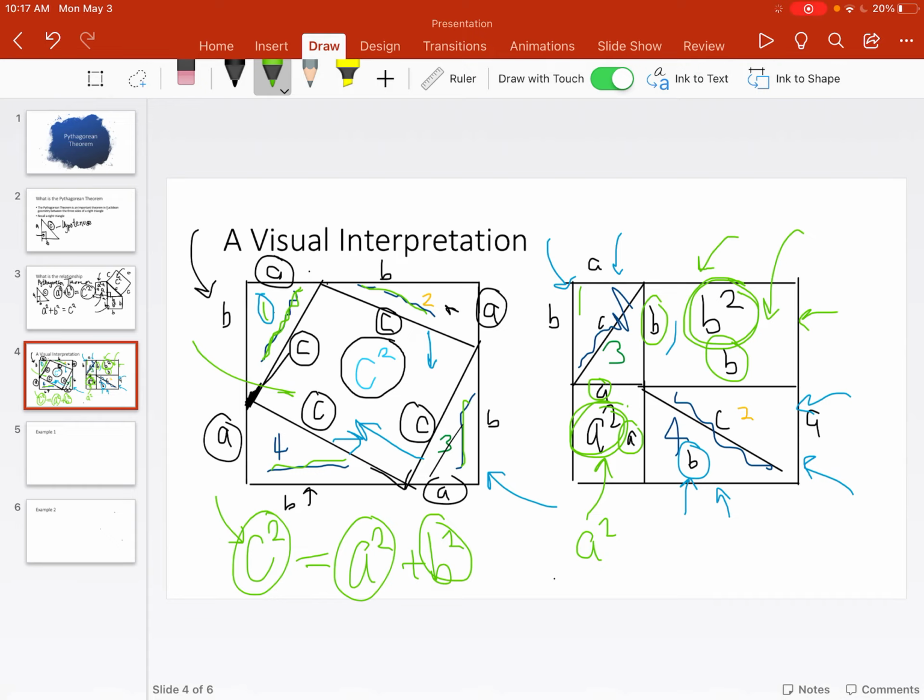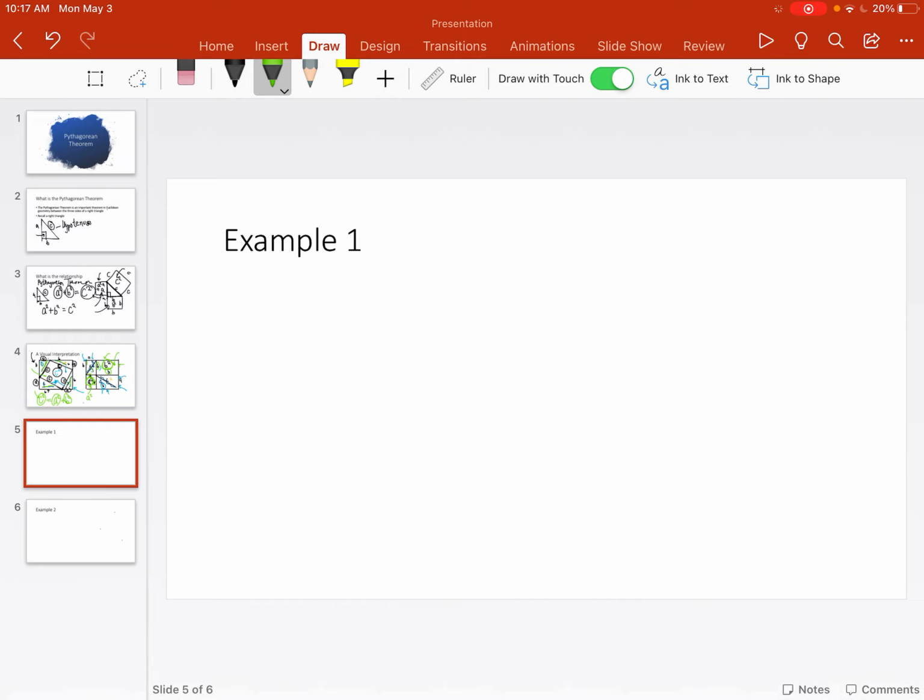Therefore, we've shown visually why the Pythagorean theorem holds true. Now, we've seen why it holds true. We've seen what it is. Now let's do some example questions.